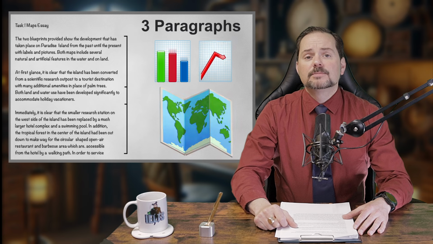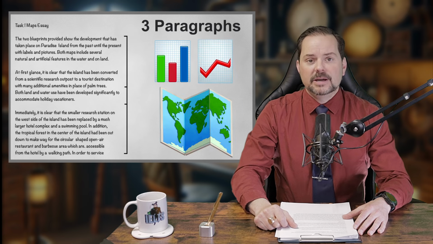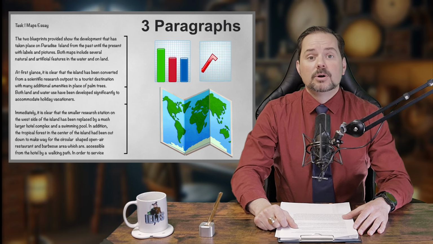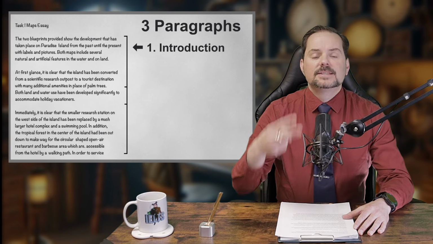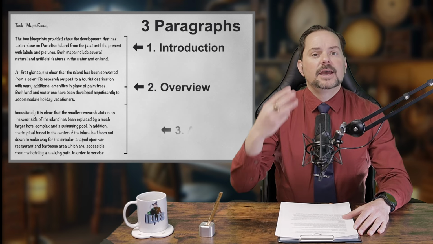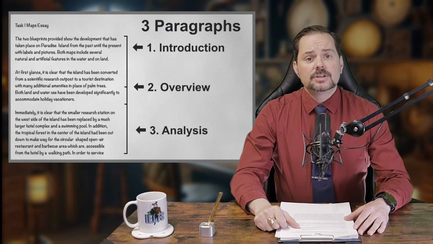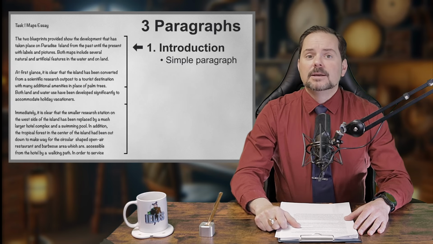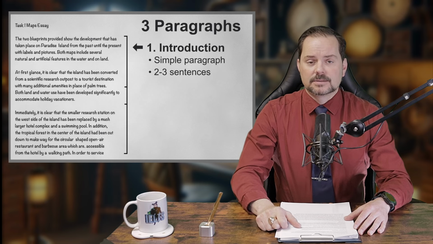Whether that's line graphs, bar graphs, or maps, it's the same 3 kinds of paragraphs that you need to compose effectively. First, they need an introduction. Second, an overview. And third, the analyses or the body paragraph. The introduction is a relatively simple paragraph comprised of 2 to 3 sentences.